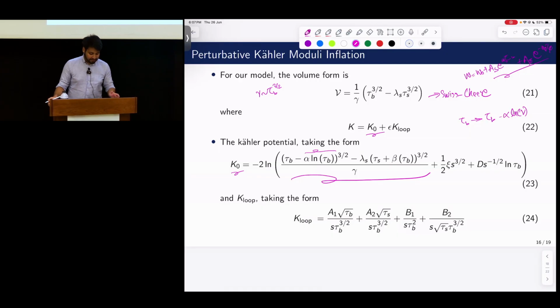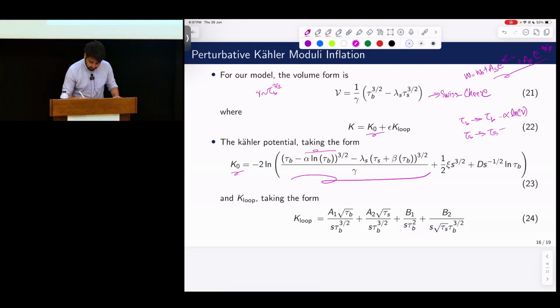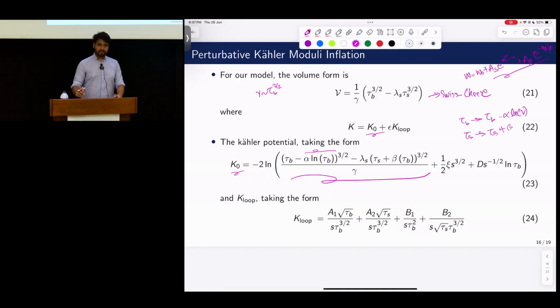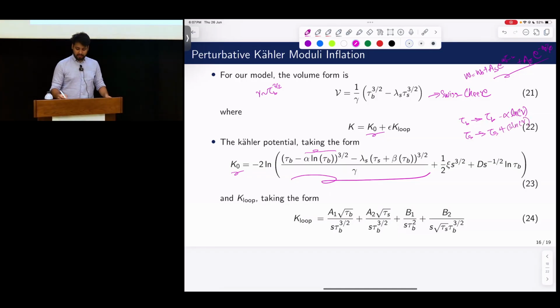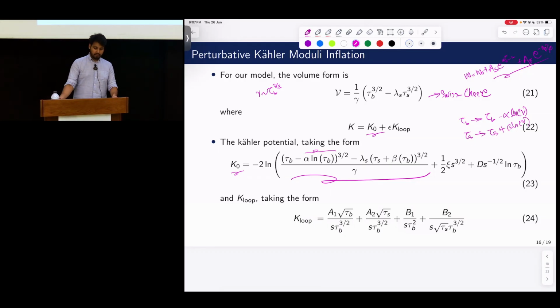And of course, the blow-up cycle tau S also receives modular redefinitions. It goes as tau S, our notation is a little different here, plus beta ln V. Okay, these are slight redefinitions from the general modulus. And then we have log loop terms and the dilaton and everything, tacked on to the Kähler potential. This is K naught, and then we have further corrections that we get from K loop.